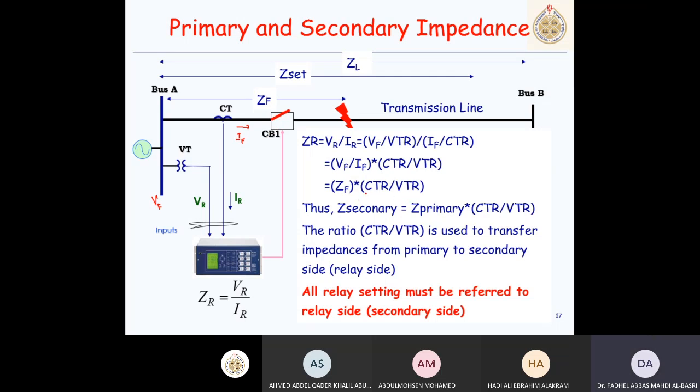So the relay, ZF, which is the impedance at the primary, at the line from here to the fault point, the relay will not see it as ZF in ohm. Maybe this is 10 ohm. It will not see it as 10 ohm. It will see it as 10 ohm times the CT ratio over the VT ratio. I have to take this factor into account. If I want to transfer any impedance parameter from the primary side to the relay side, I have to multiply it by the CT ratio over VT ratio factor.